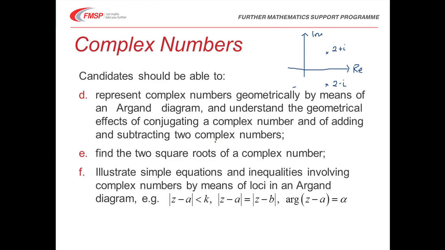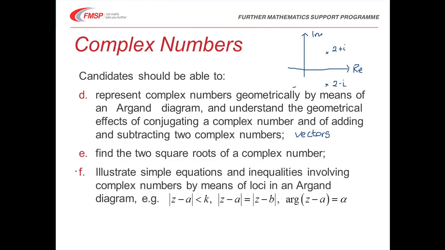When it comes to adding and subtracting two complex numbers, it's probably a good idea to think about vectors and work you will have done when adding vectors. Then in part E, we should be able to find the two square roots of a complex number. And in part F, illustrate simple equations and inequalities involving complex numbers by means of loci in an Argand diagram.